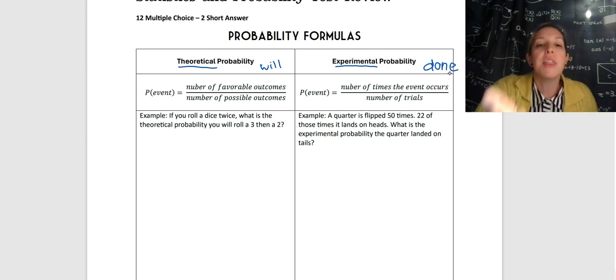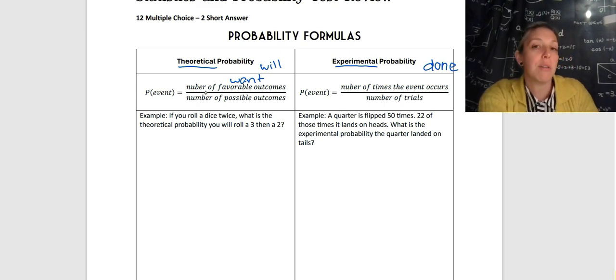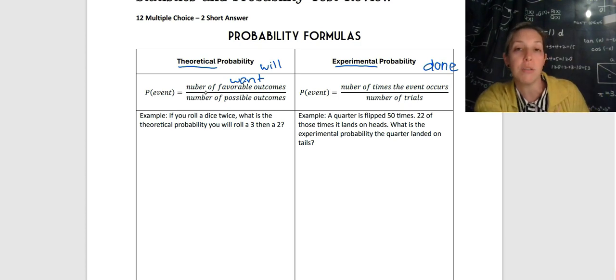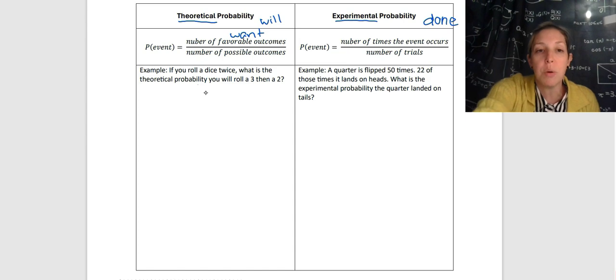So theoretical probability, it's the probability of an event: number of favorable outcomes. Favorable is what you want to happen. Possible outcomes is just all the outcomes. And then experimental probability, it's a fraction of the number of times an event occurs over the number of trials that you had. So I'm going to do a quick example of each one of these.